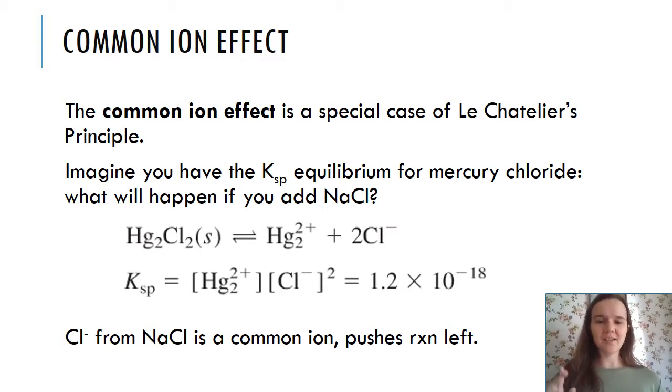And so if you're increasing your products, then you have to shift to the left. It's going to cause more mercury chloride to precipitate out because the mercury chloride is the solid on the reactant side. So again, it's just the simple old common ion effect. We increase the chlorides, which are on the right-hand side as the product, and it shifts to the left, away from that, to reduce the effect of it.